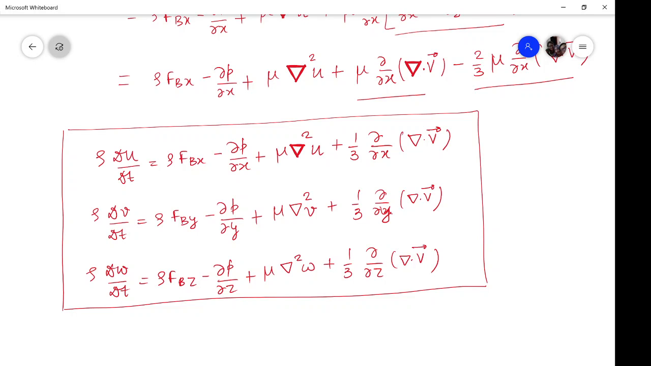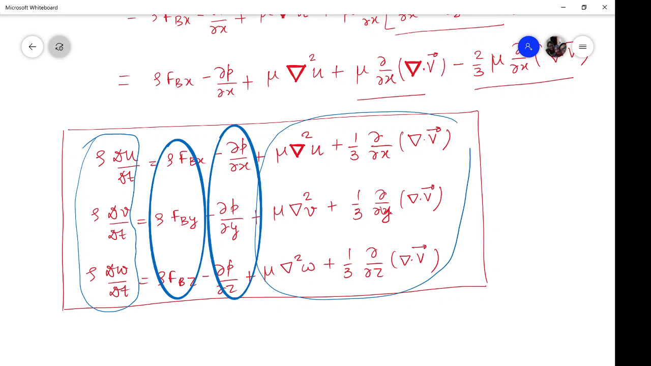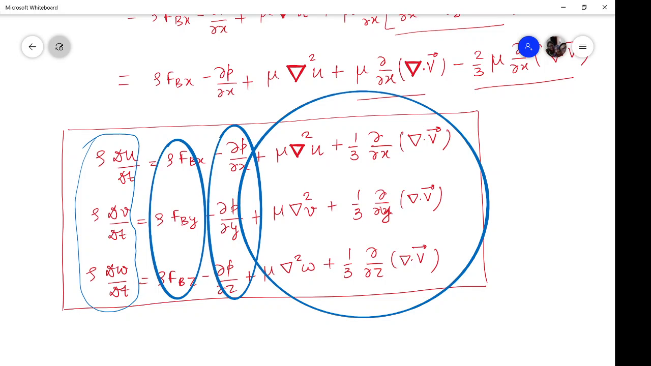These equations are the Navier-Stokes equations, and each and every individual term has a meaning. For example, the left-hand term will tell you about the acceleration per unit volume. This term will tell you about the body forces per unit volume. This term will tell you about the pressure forces per unit volume, and this term will tell you about the friction forces or viscous forces per unit volume.